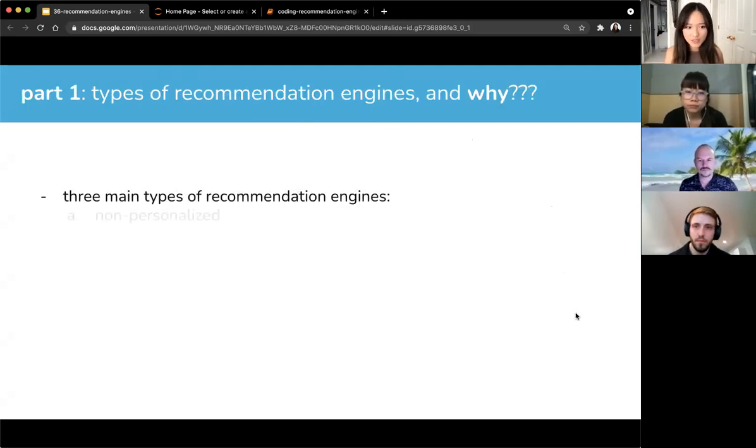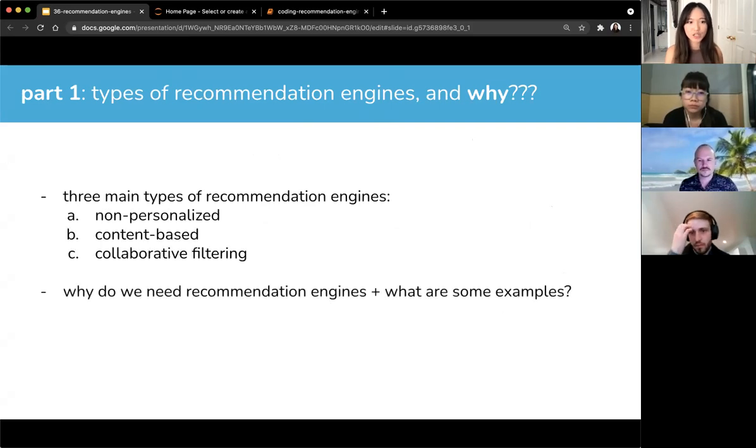So the main three types of recommendation engines we have here are non-personalized, content-based, and collaborative filtering. When you're talking about recommendation systems and explaining your project to someone, maybe an interviewer in the future, or another data scientist about something you built, you want to mention if your recommendation system is a content-based kind or a collaborative filtering kind. So we'll talk through what these mean in a little bit as well.